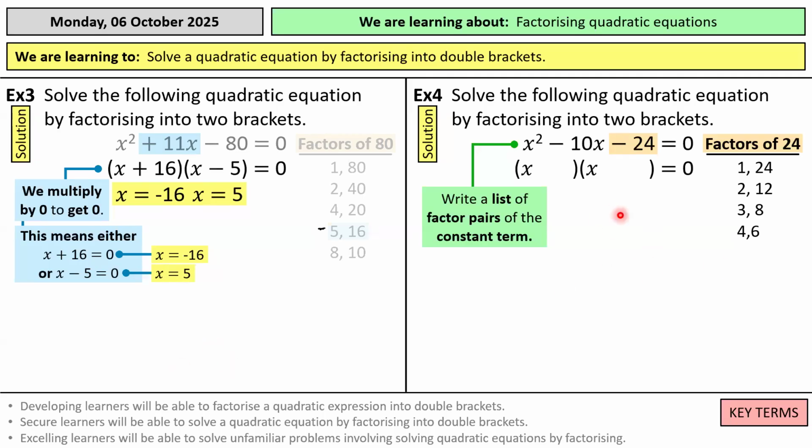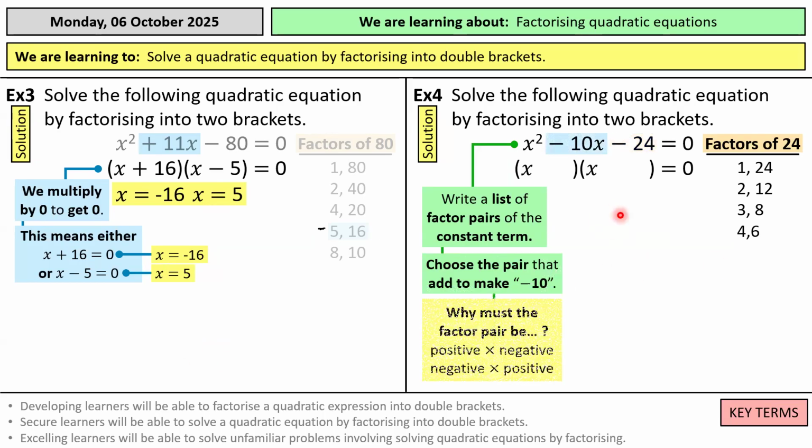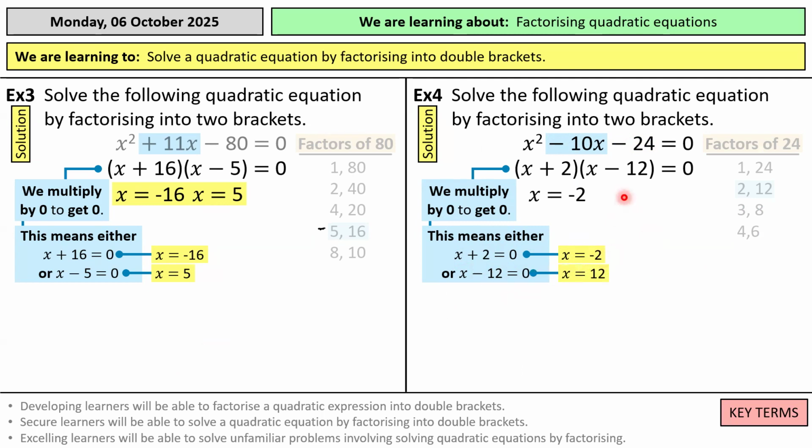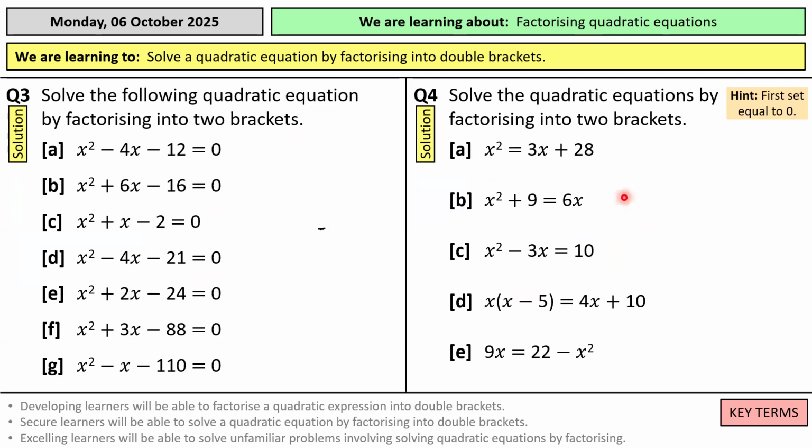So what are we going to write here? 2 and 12 we chose, so we put positive 2 and negative 12. Then x plus 2 equals 0 or x minus 12 equals 0, which means x is equal to negative 2, and here x is equal to positive 12. So you can write the answer like that. And there are some questions for you to solve here. I can send it. All right.